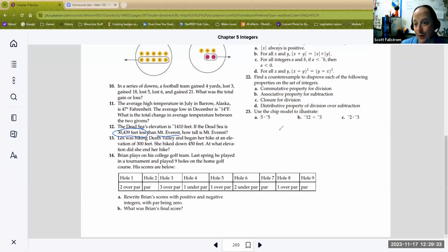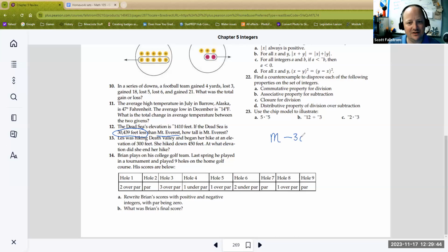I don't know how many feet tall Mount Everest is, but what I could do is create a nice little expression that says, here's Mount Everest, and if I take 30,439 feet less than that, that will give me the Dead Sea's elevation. So this is what I would write out as an expression. And then I could add to both sides to solve that equation.